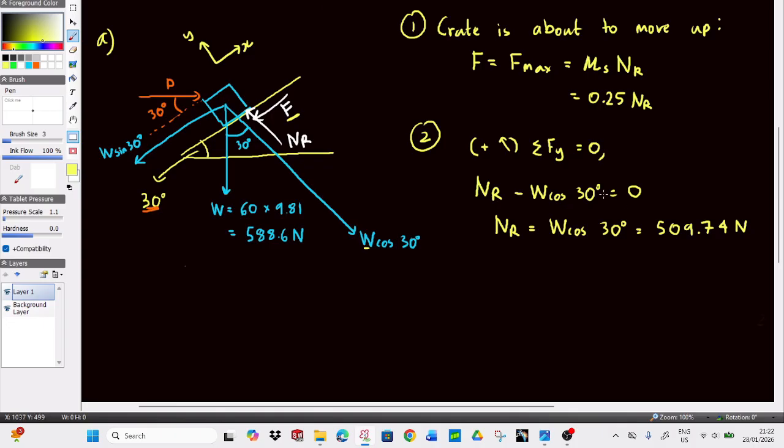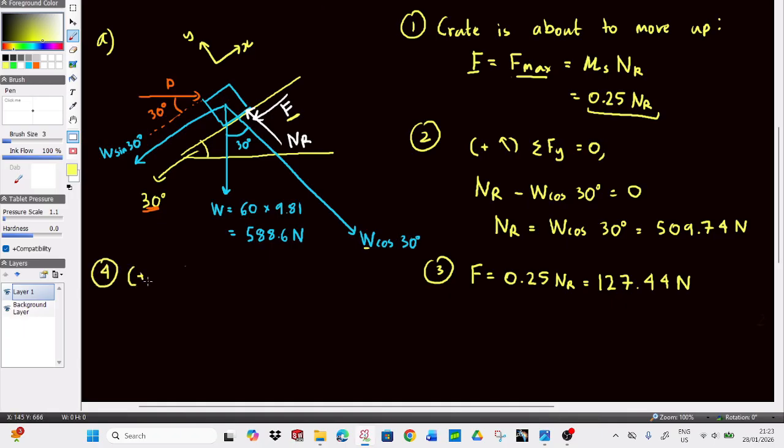Of course, you can relate your normal force with the frictional force, because the frictional force is the maximum frictional force, which is just 0.25 of the normal force itself. So in this case, your frictional force would be 0.25 NR, which means 0.25 times 509.74, which is 127.44 newtons.